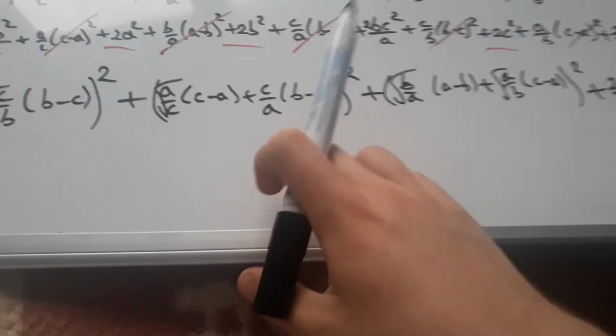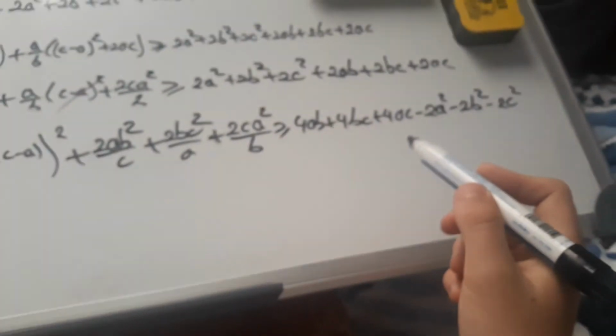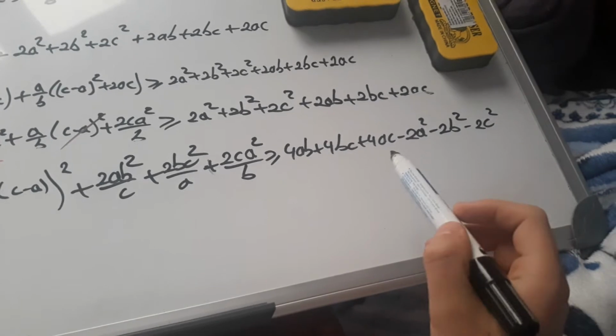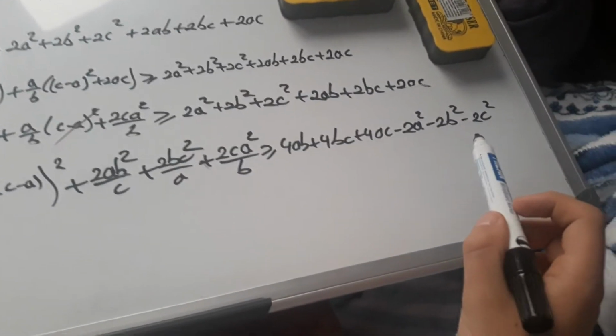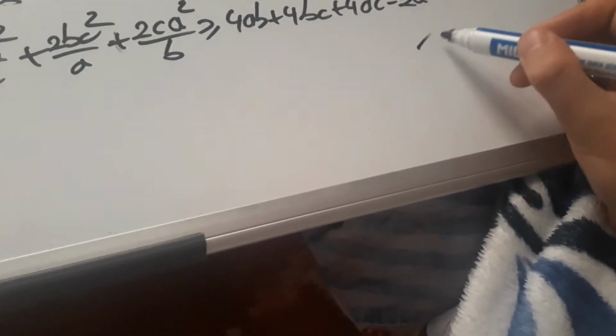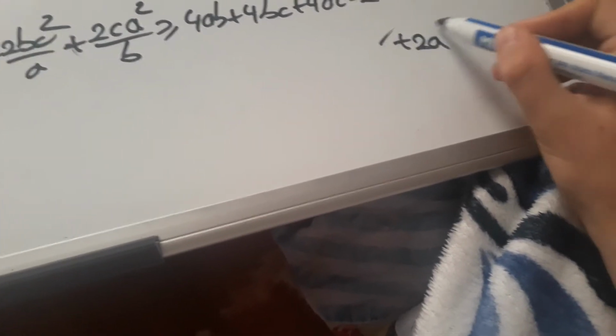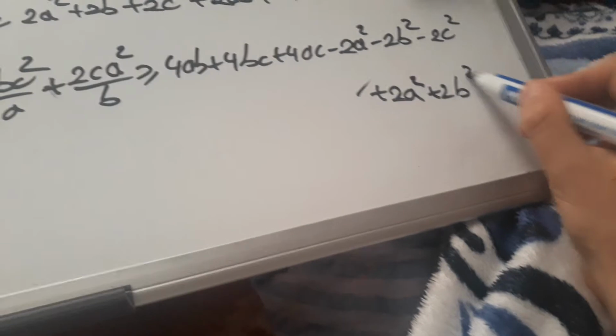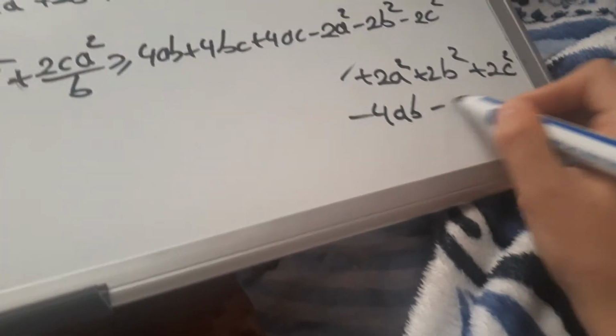This square plus this square plus this square plus this rest is greater than or equal to 4ab plus 4bc plus 4ac minus 2a² minus 2b² and then minus 2c². Here I have a suggestion. Now let's add 2a² plus 2b² plus 2c² and minus 4ab minus 4bc minus 4ac. Let's see what we have.